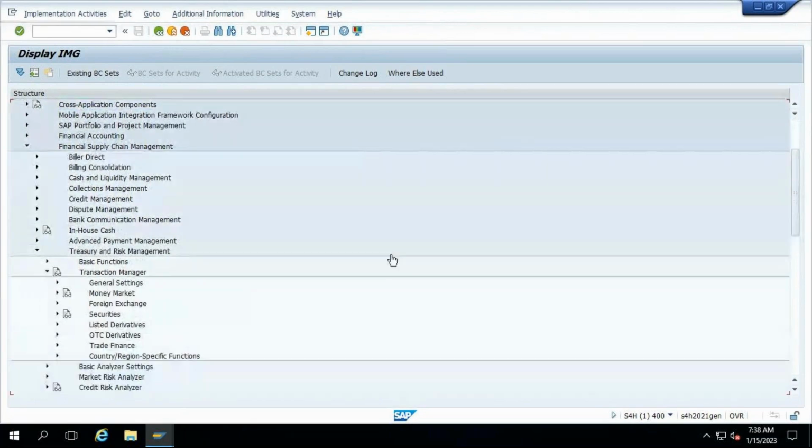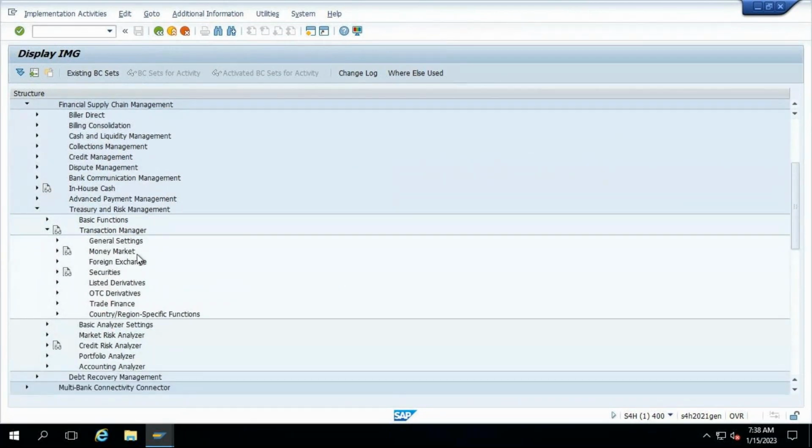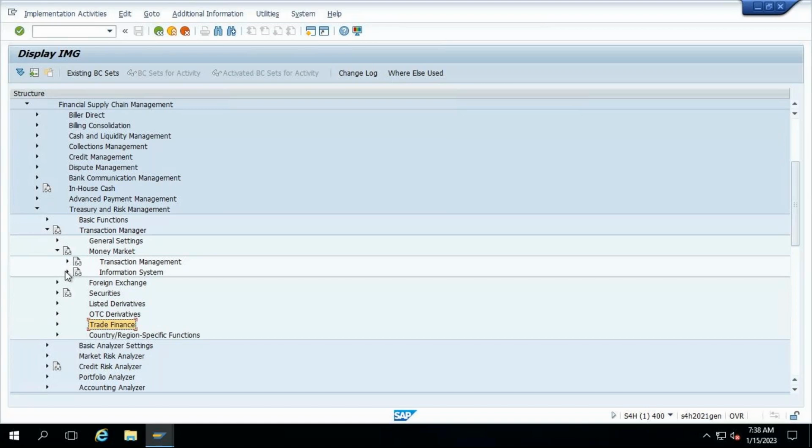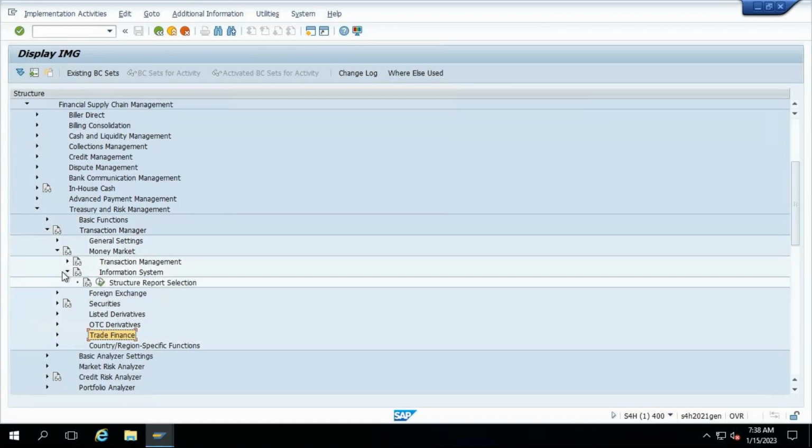So when we're talking about SAP, these are the various products: money market, forex, securities, listed derivatives, OTC. Now, trade finance, as I mentioned, is a recent development of SAP. Earlier in the ECC version, you may not see this product called trade finance. It came only in S4 HANA. When you're talking about any product type, we have standard configurations available.